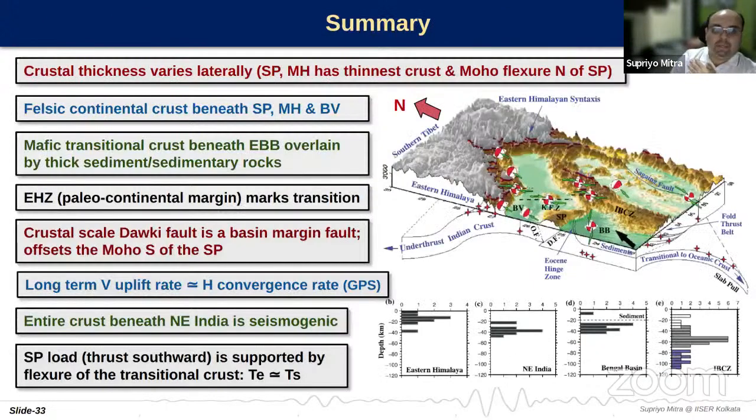So here is a summary. Just to quickly remind you, we see crustal thickness variations with the thinnest crust underneath the Shillong Plateau, felsic continental crust north of the Dauki fault.